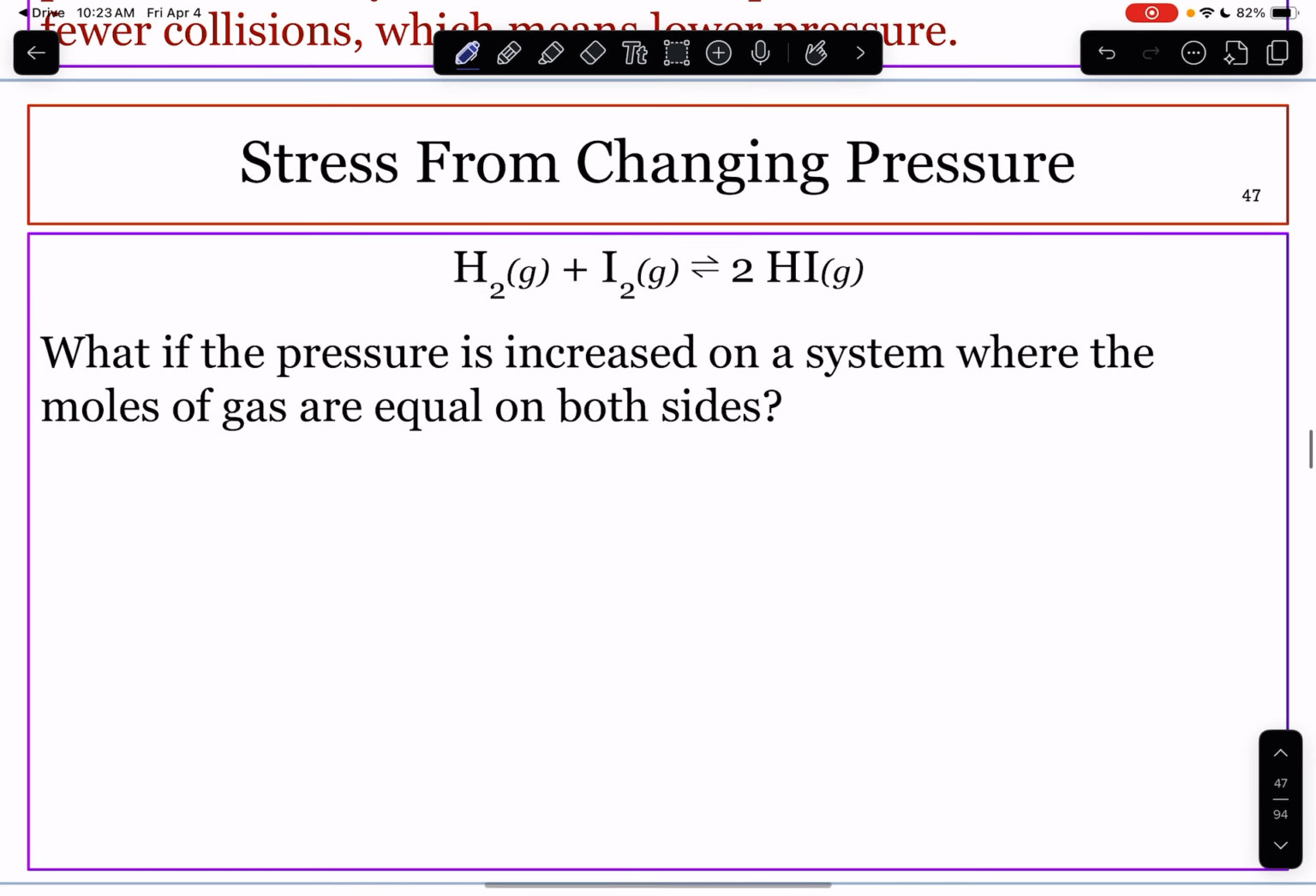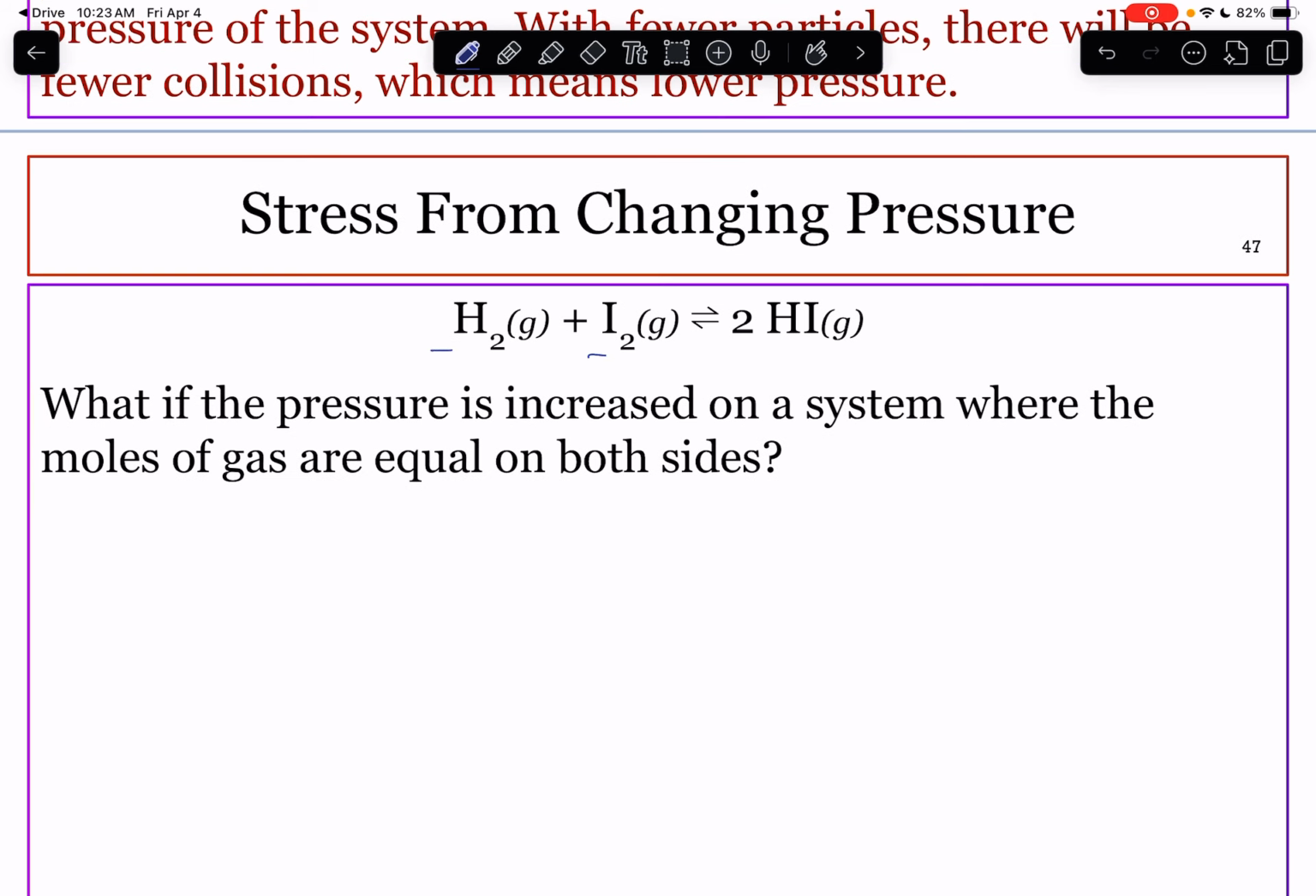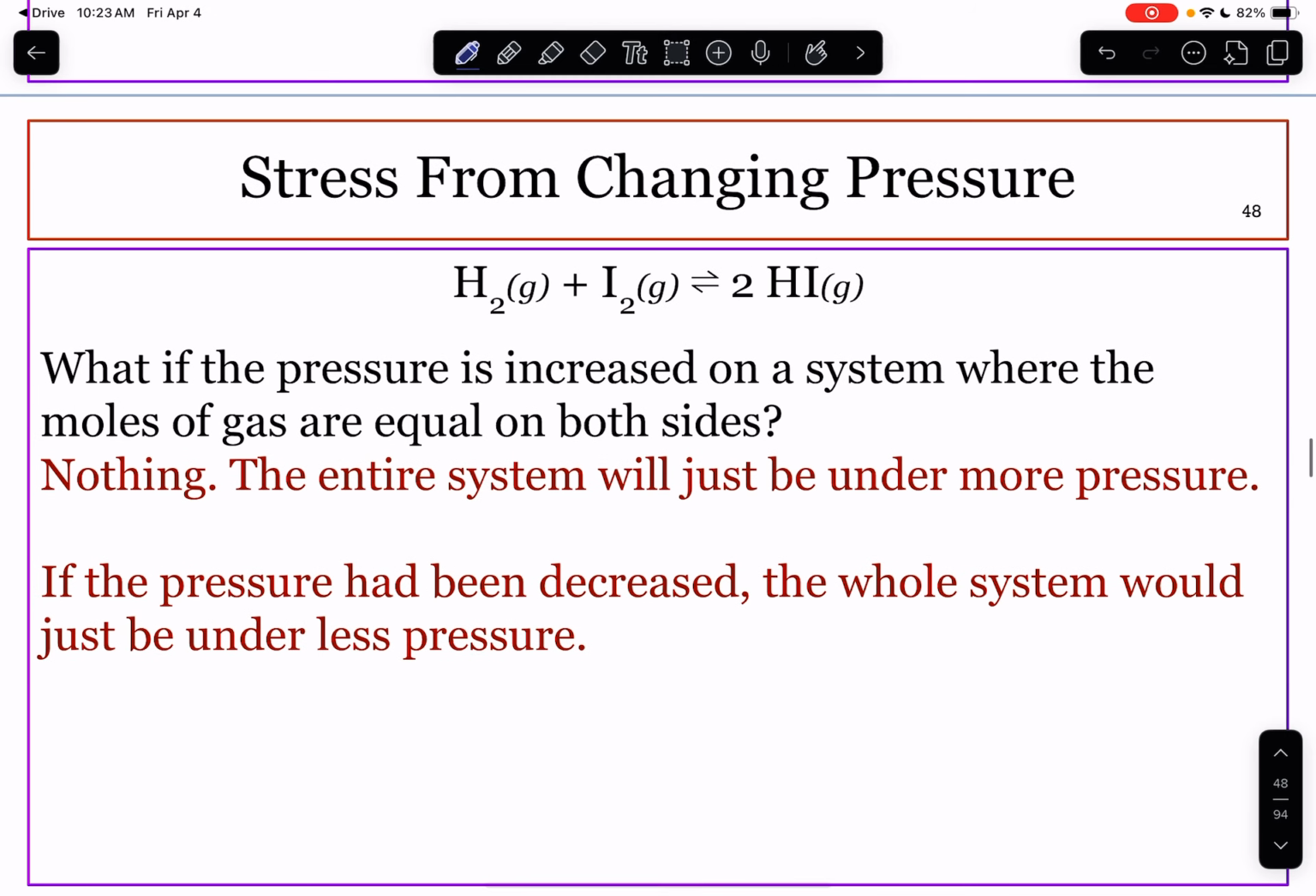So what if the pressure is increased on this system where the moles of gas are equal on both sides? We have 1 mole here and 1 mole here, so that's a total of 2 on the reactant side. Because of the coefficient on the product, we have 2 also on the right-hand side. And so if the pressure is increased, nature would want to decrease that pressure, but shifting one direction or the other is not going to help. So nothing actually happens. The entire system just has to exist under more pressure. It just has to deal with it, and nothing can change.